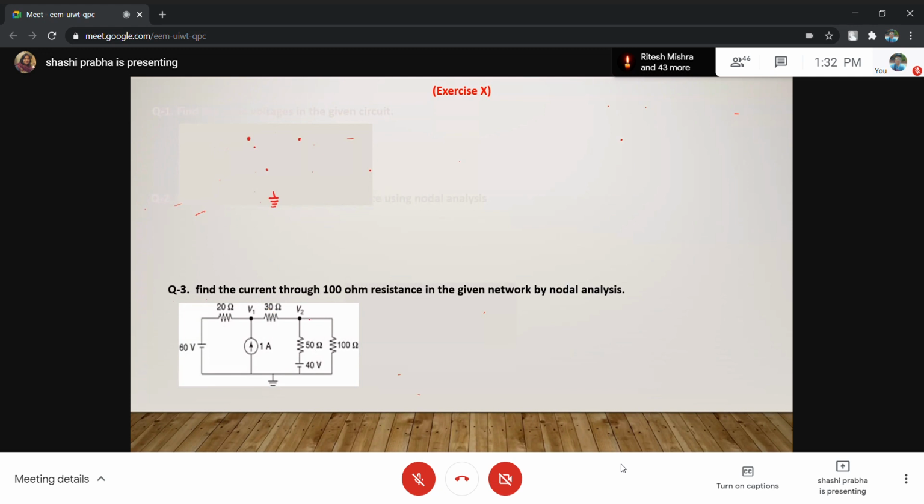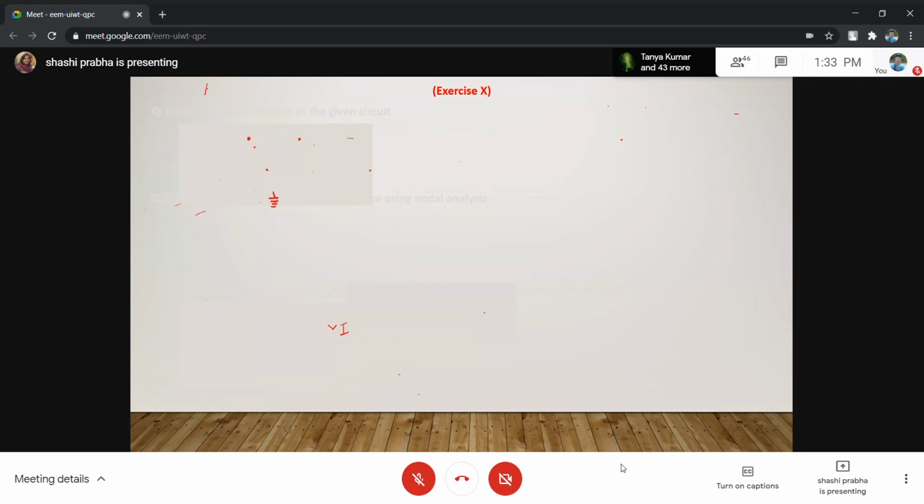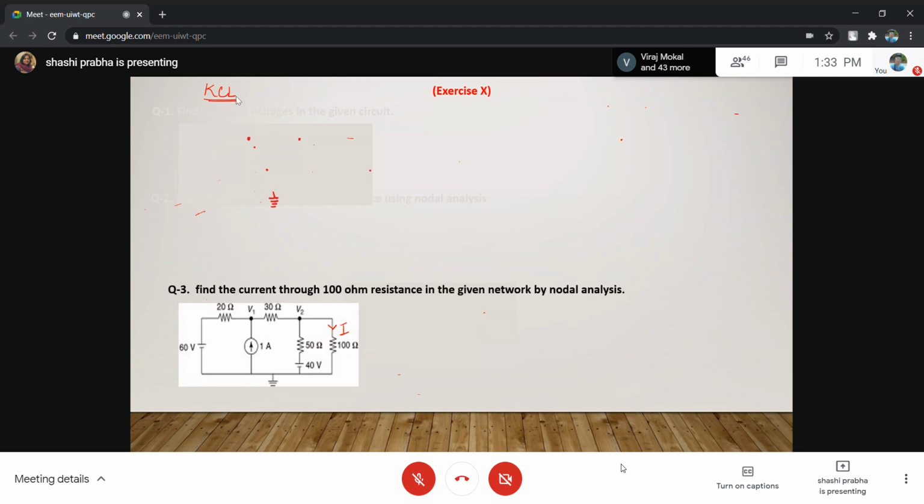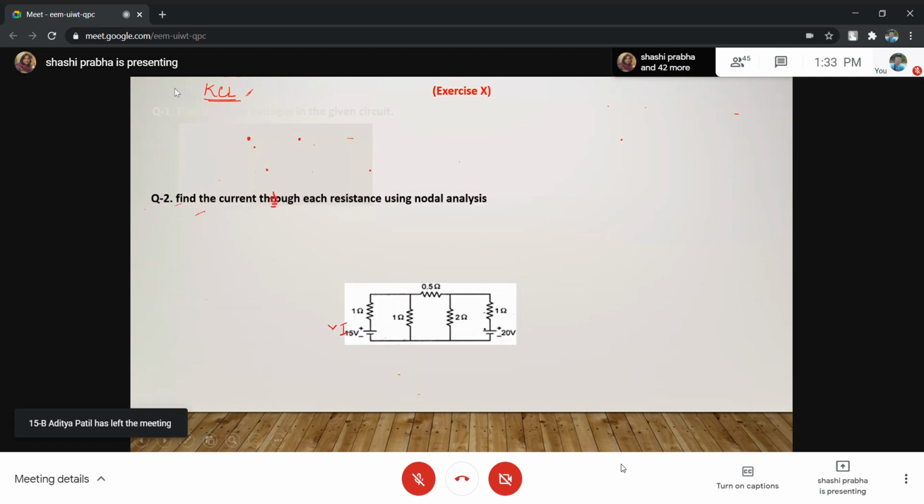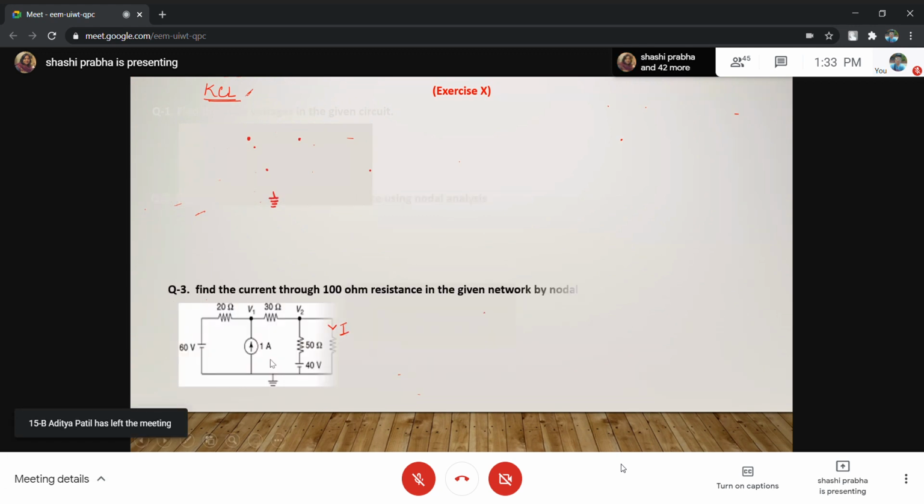So find the current in the 100 ohm resistance. That means we have to find this current. Okay, we are going to apply KCL, Kirchhoff's current law. How many nodes are there? 2, V1 and V2. This is V1 and V2.